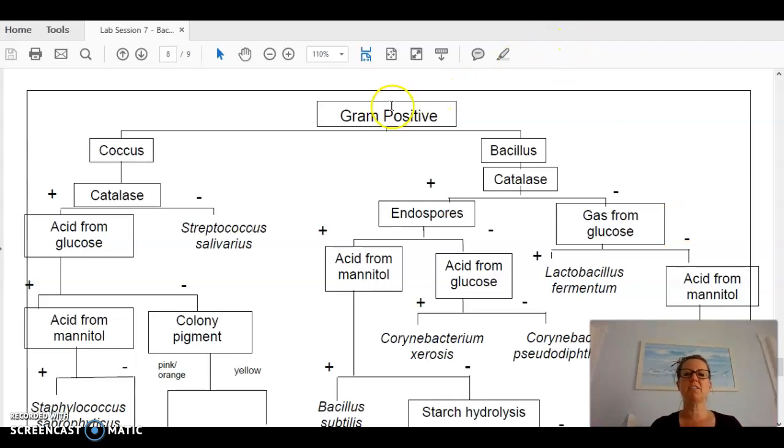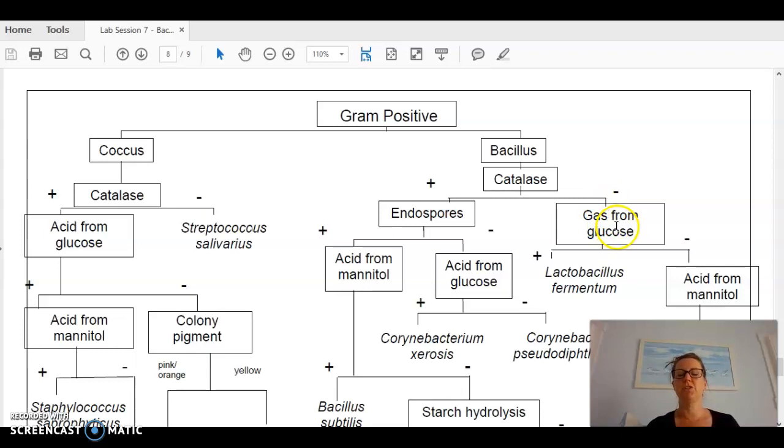If it's gram-positive, then you're going to ask yourself, does my bacterium have coccus-shaped cells or bacillus-shaped cells? Let's just say you say bacillus. Now, it gets a little confusing here. Now, this is kind of a yes-no thing. Does your bacterium make catalase? If it was positive for catalase, then you're going to go down this side of this branch. And if it was negative for catalase, then you go down the right side of the branch.